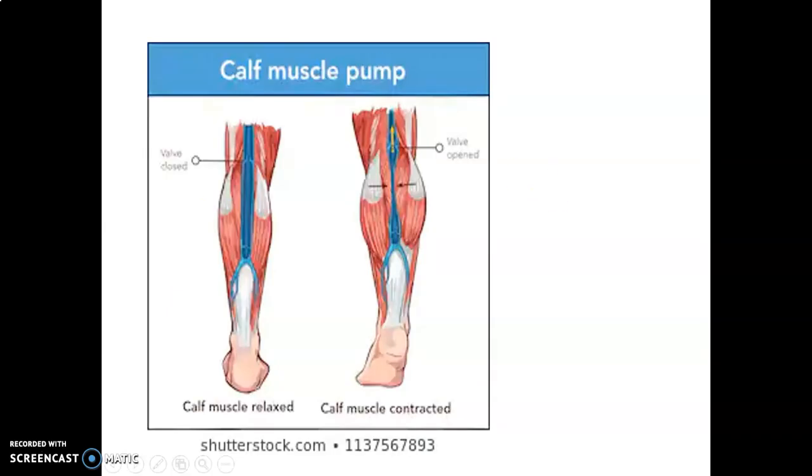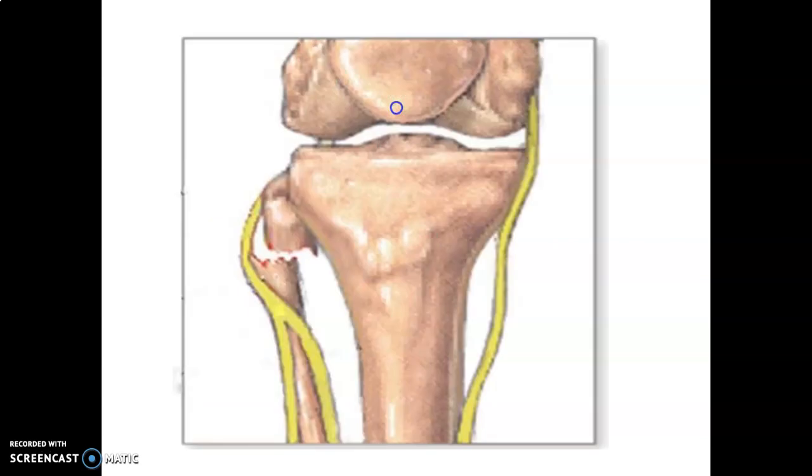So this just shows you how the calf muscle pump works. So this is your vein. When the gastrocnemius contracts, you can see the blood that is in the vein will be pushed upwards. Okay. When they relax, this is how it is. When they contract, you tend to push the blood upwards. So that's the calf muscle pump.